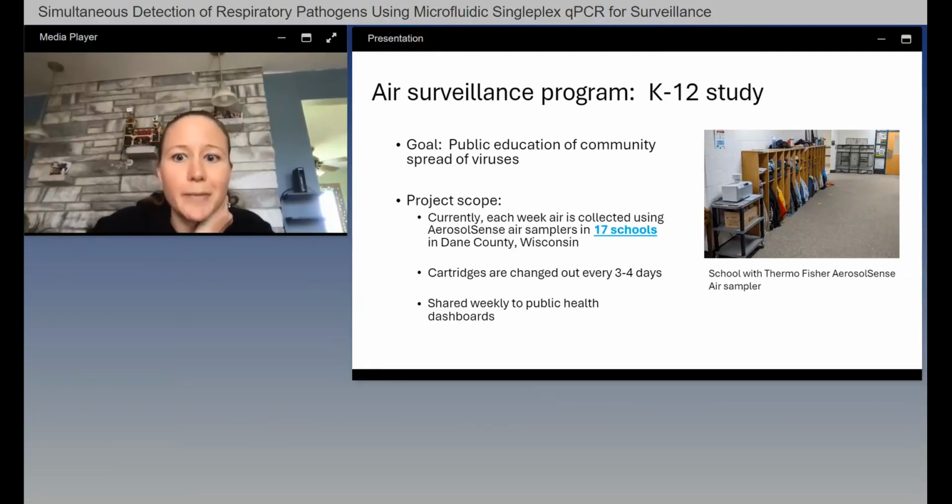To give you an outline of our K-12 air surveillance program, currently we're performing a K through 12 study. This has been ongoing for a few years now. Our goal for this study is public education of community spread of viruses. So within the scope of this project, we collect air each week using Thermo Fisher's AerosolSense air samplers, which is shown in the picture on the right. And we have these air samplers placed in 17 schools in the Dane County, Wisconsin area. The cartridges for these air samplers are changed out every 3 to 4 days and then delivered to the lab for processing. And we share our data weekly to public health dashboards.